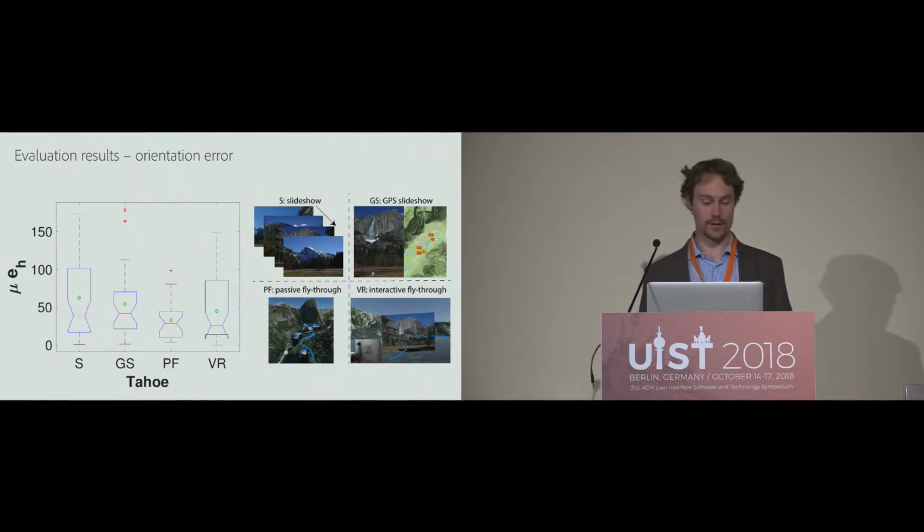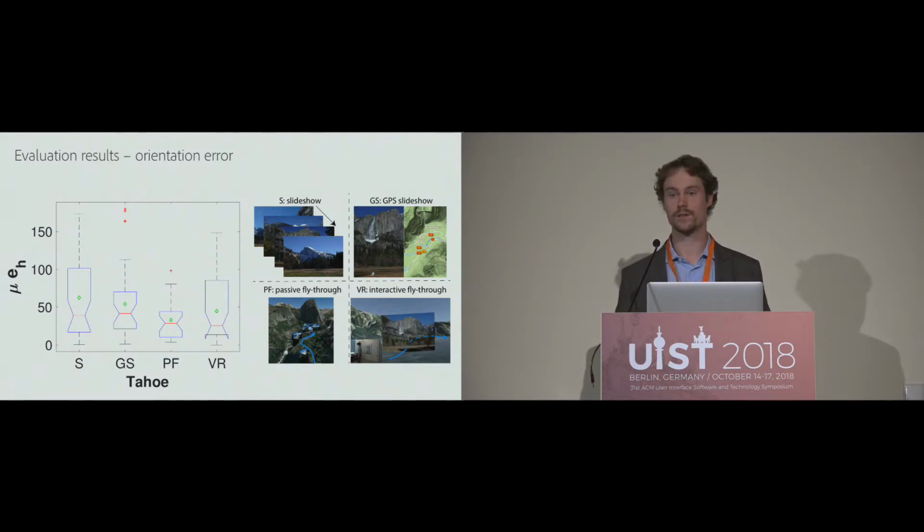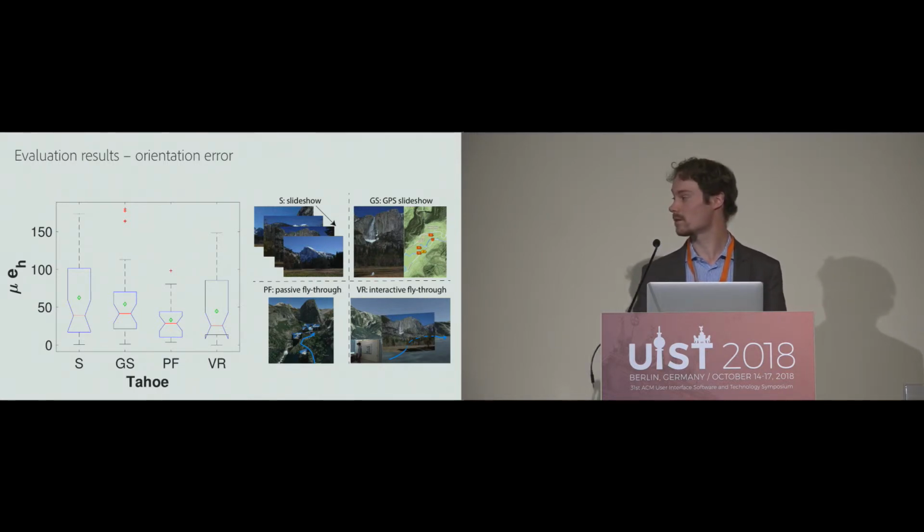With respect to the orientation, it was really difficult to evaluate because the data coming from the users were very noisy, and it is very difficult for users to estimate the reference points in those images. So we didn't see any significant difference here, but on the easiest Tahoe dataset, we may see that those two new modes, the passive fly-through and VR, have somehow a smaller orientation error in the mean and also in the median. However, this difference is not significant.